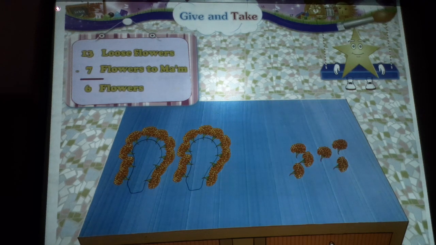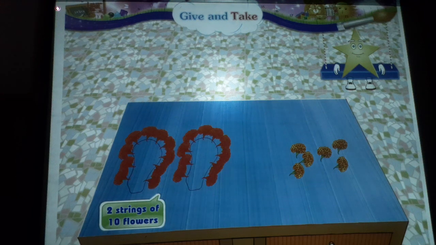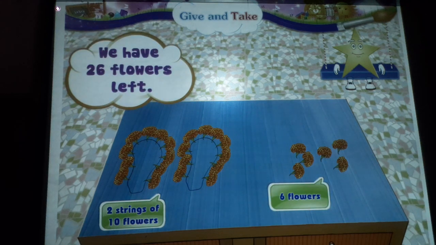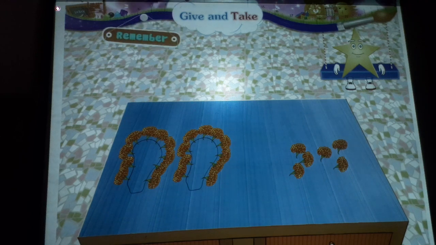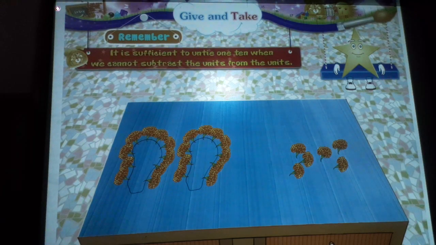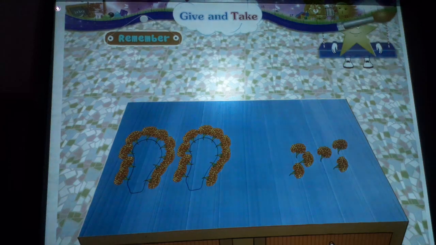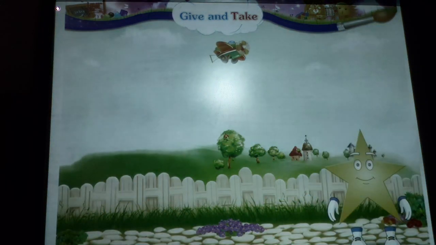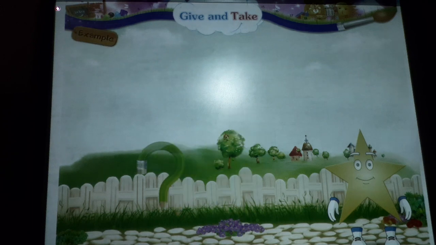So we have 6 flowers left. 2 strings of 10 flowers remain as it is. So we have 26 flowers left. Remember, Starry, it is sufficient to untie 1 ten when we cannot subtract the units from the units. Let us now solve this example.